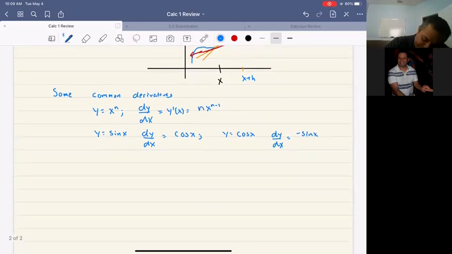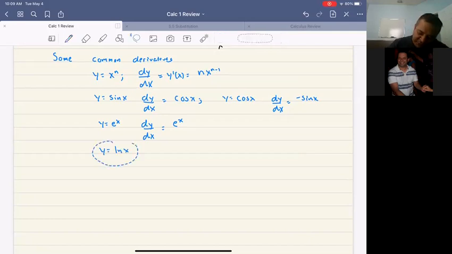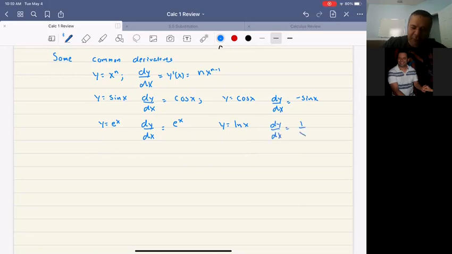If y equals e to the x, dy dx equals e to the x. Natural log of x, let's put that one next to e to the x because they sort of go together. Then dy dx is 1 over x. Okay, so those are some common ones.